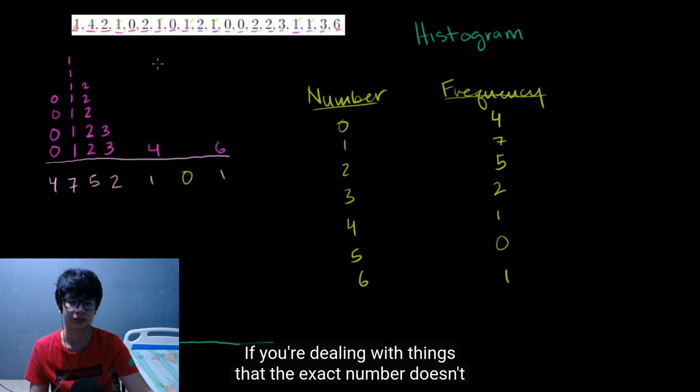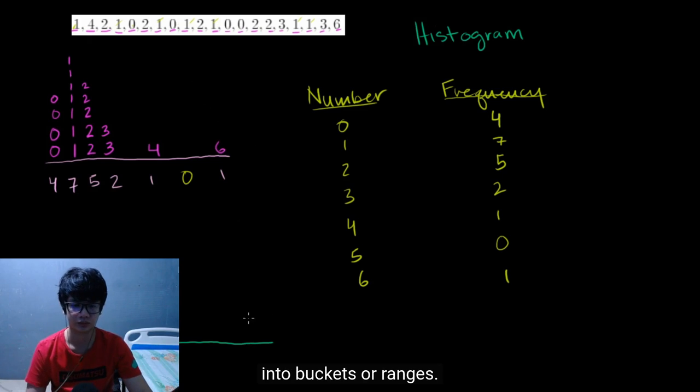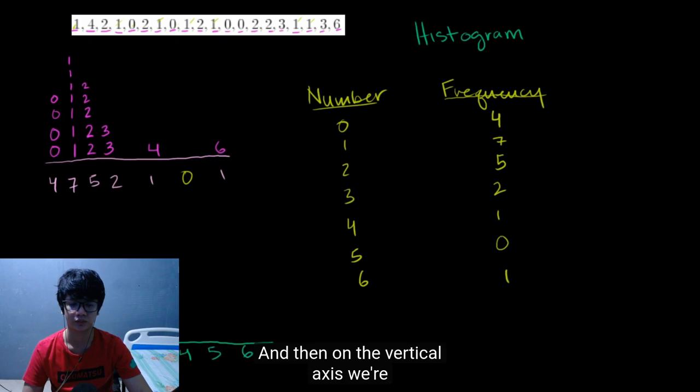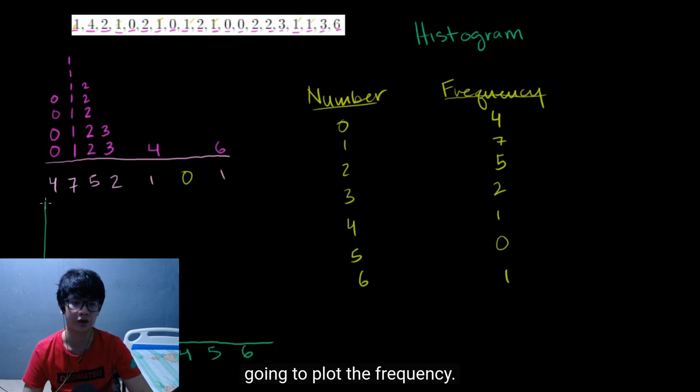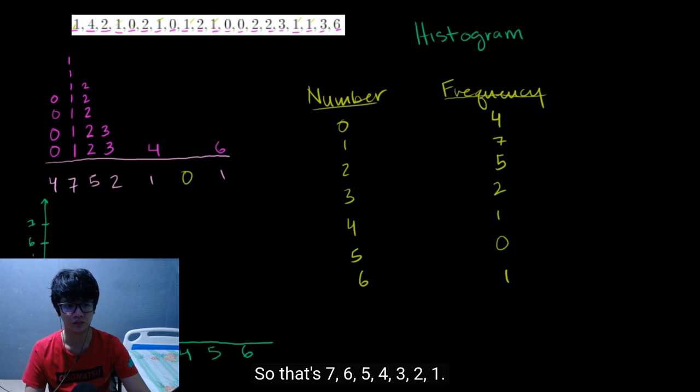If you're dealing with things where the exact number doesn't repeat, oftentimes people will put the numbers into buckets or ranges. But here they fit into nice little buckets. So you have the numbers 0, 1, 2, 3, 4, 5, and 6. These are the actual numbers, and then on the vertical axis, we're going to plot the frequency. So 1, 2, 3, 4, 5, 6, 7.